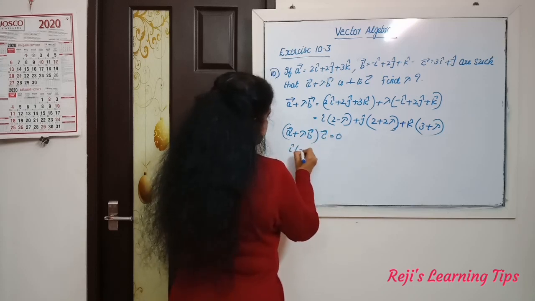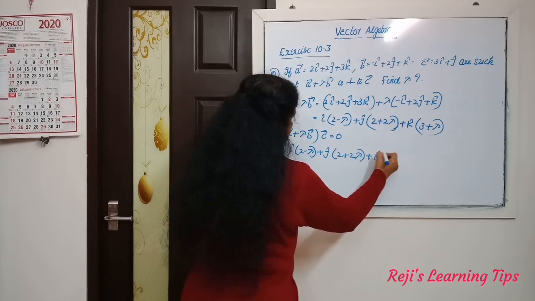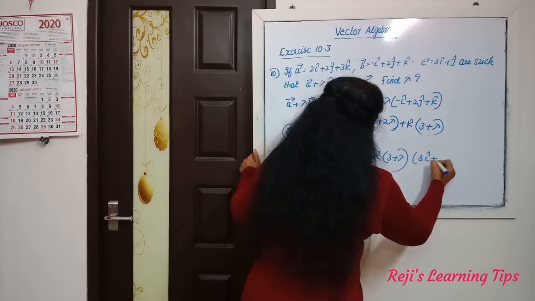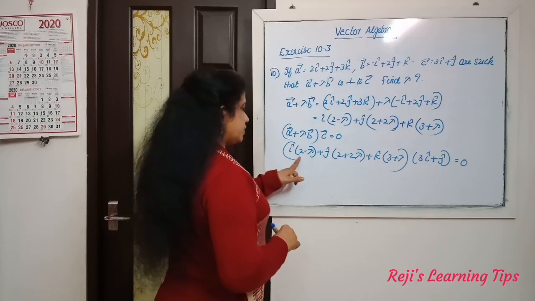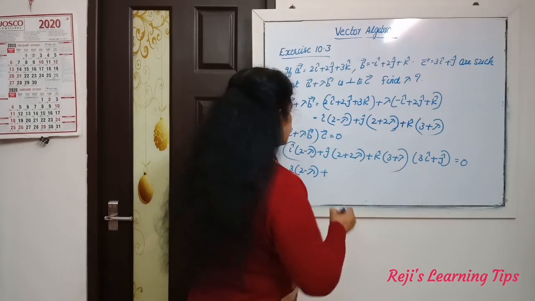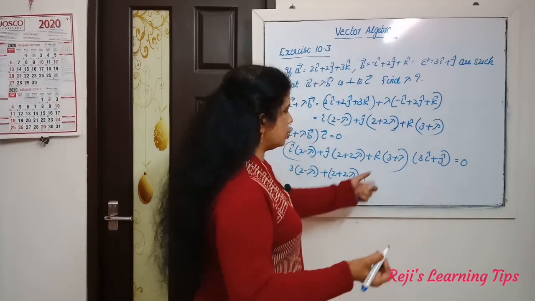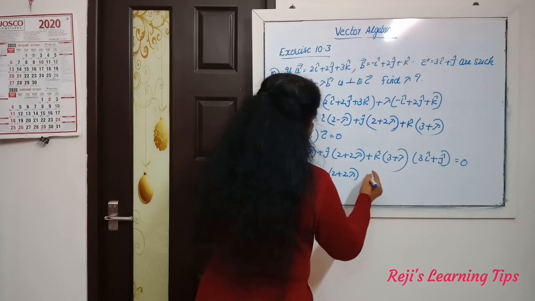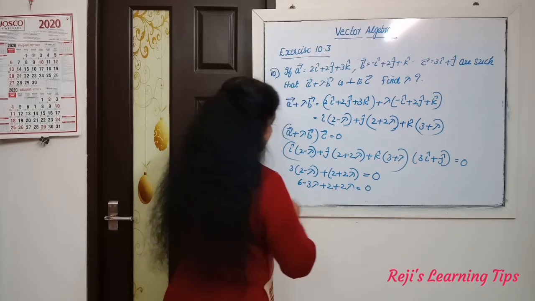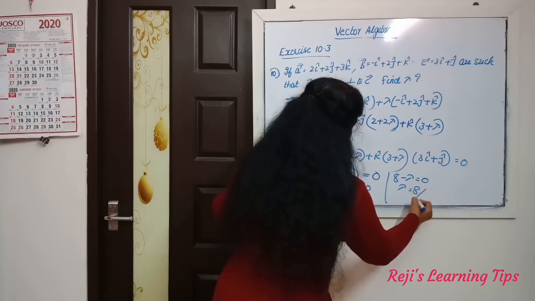Then vector A plus lambda times vector B dot C is equal to 0. That means i into 2 minus lambda plus j into 2 plus 2 lambda plus k into 3 plus lambda, dot C. C means 3 i cap plus j cap, that is equal to 0. Okay, i dot i means 3 into 2 minus lambda, plus j dot j, that is 2 plus 2 lambda, plus k dot k, but k is not given there, so k is 0. So 0 into this means 0, so no need to take that value. Then 6 minus 3 lambda plus 2 plus 2 lambda is equal to 0. 6 plus 2 means 8. Then 8 minus lambda is equal to 0. Therefore, lambda is equal to 8.